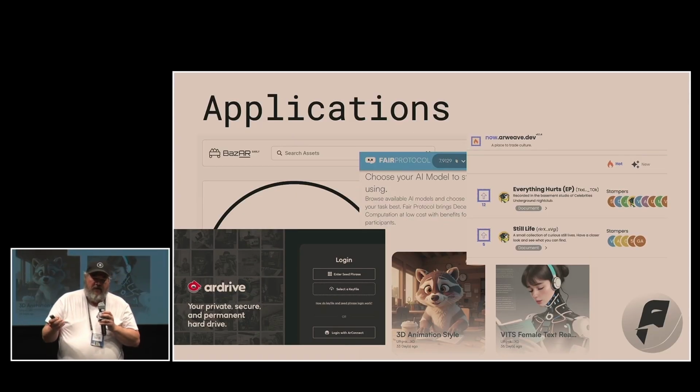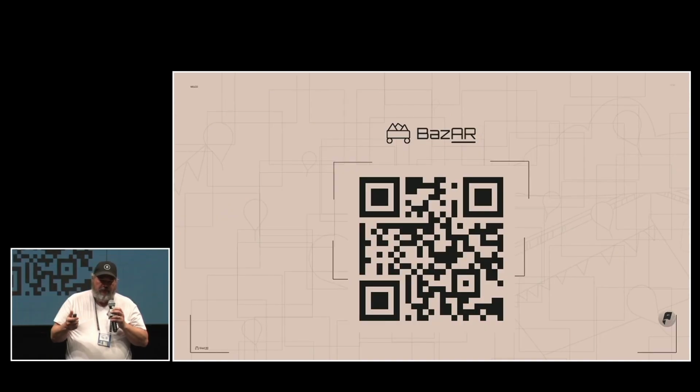And then finally, there are more applications than just Bazaar. Arweave was one of the first Permaweb applications. We have the FAIR protocol, which is a really neat and fascinating marketplace for AI and LLMs. And then lastly, now.arweave.dev. One of the coolest things about that is that if you want to see what's going on daily, you can go to now and see all the content that's being published on the Permaweb.